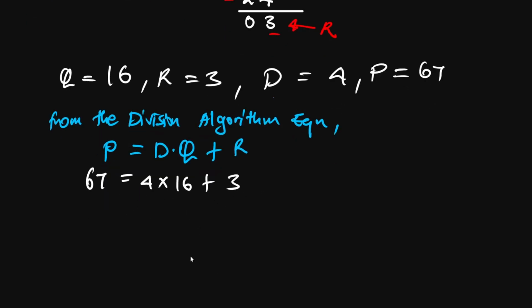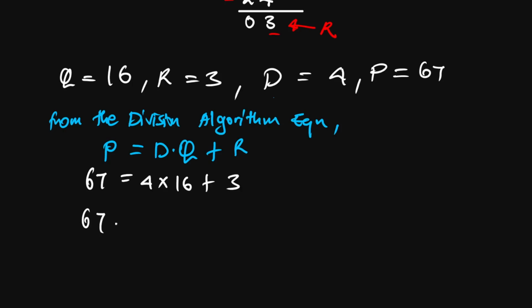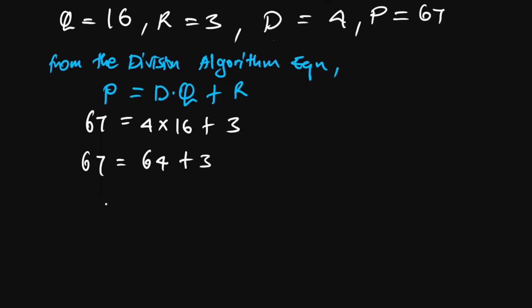4 times 16 is the same as 64. So we have 67 equals 64 plus 3. And 64 plus 3 is the same as 67. So we have 67 equals 67. And since the left-hand side equals the right-hand side, this equation is true. We will be using this in the remainder theorem and also to prove whether the results of dividing polynomials are true. So this is the basic way we perform long division.